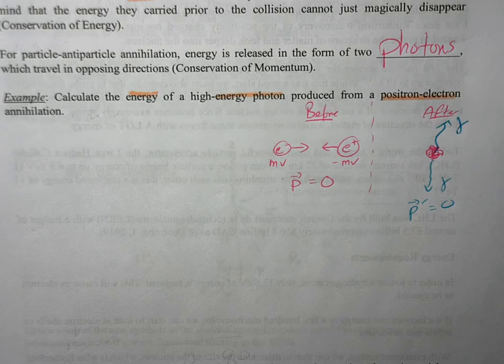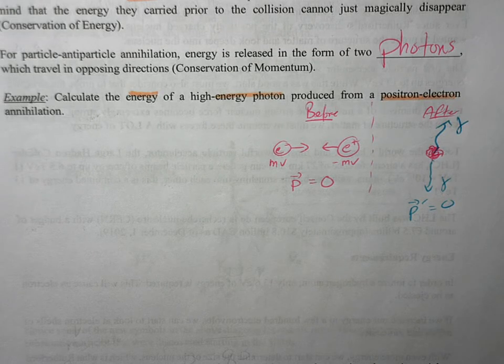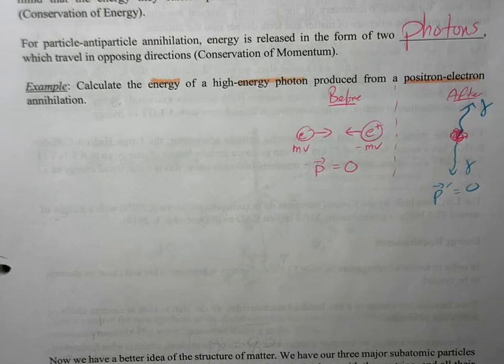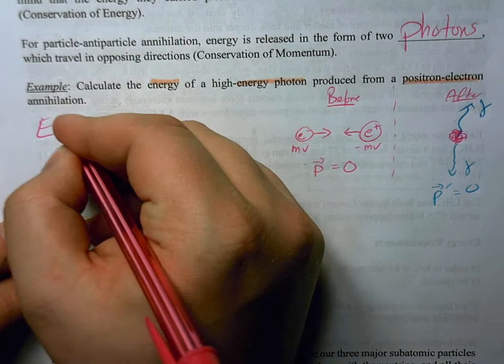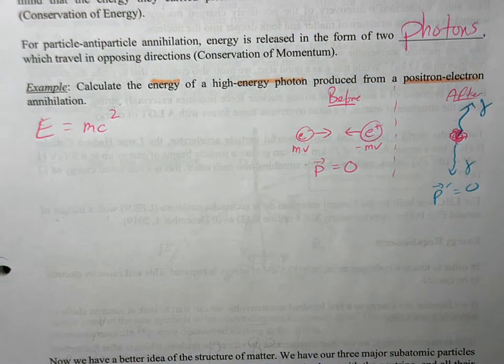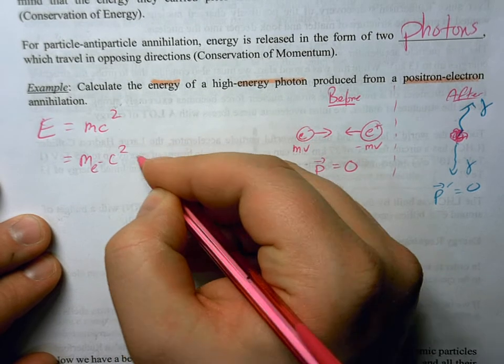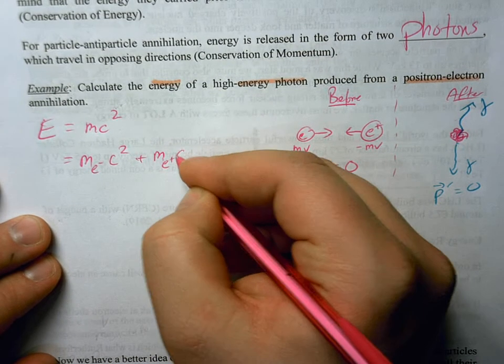Our objective is to find the energy of those photons. Well, we know the relationship between mass and energy thanks to Einstein. So we know that E is equal to mc squared. Now in this case we have the electron and we also have the positron.